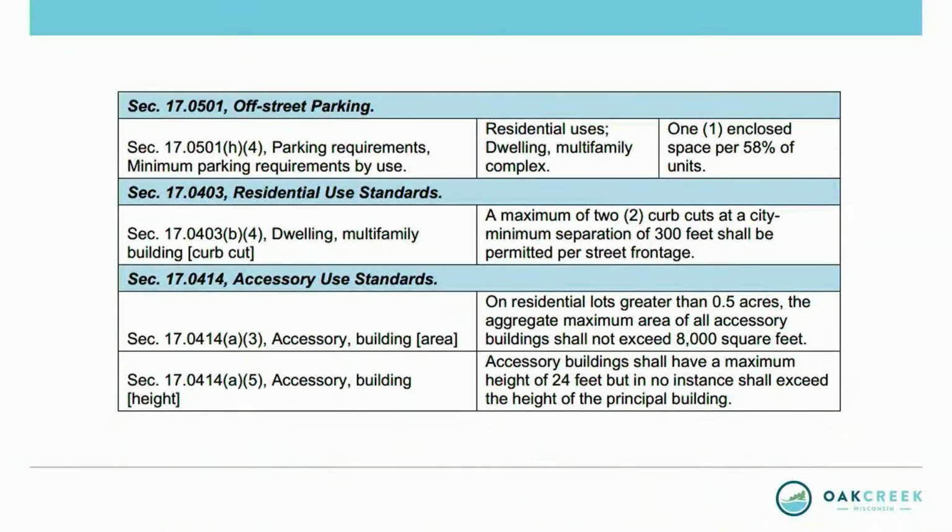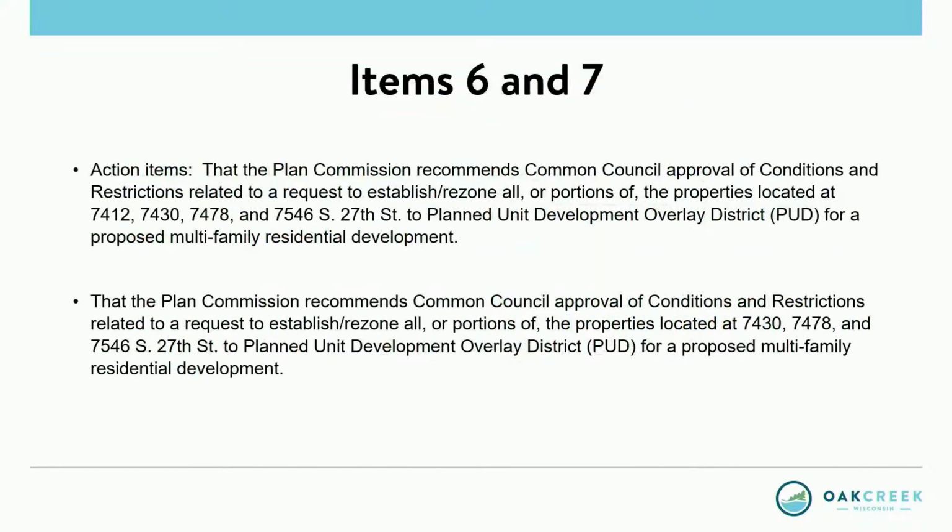So again, technicality, this is how the conditions and restrictions document looks. It lists specifically for this particular project how those flexibilities will be laid out. And so with that being said, the applicant is seeking a positive recommendation from the Plan Commission to the Common Council. The suggested motions are in front of you, and this will be held for public hearing on September 2nd.